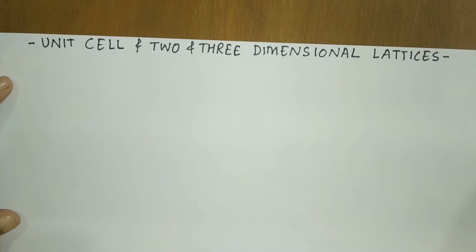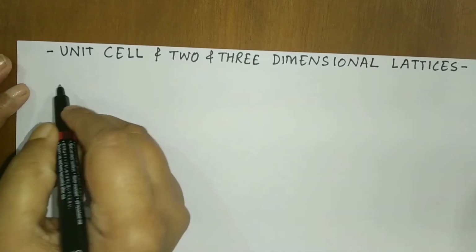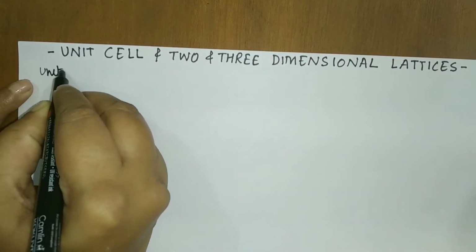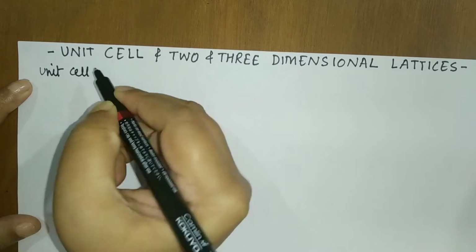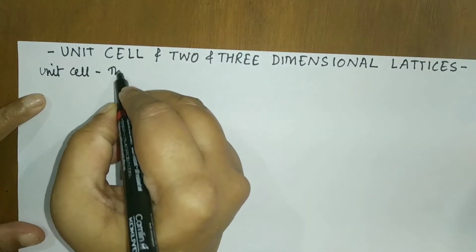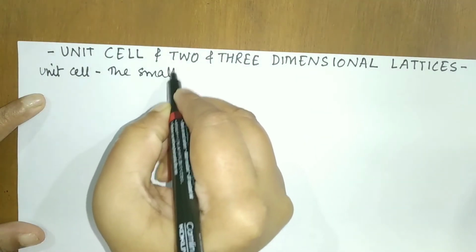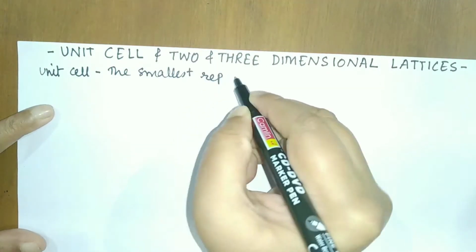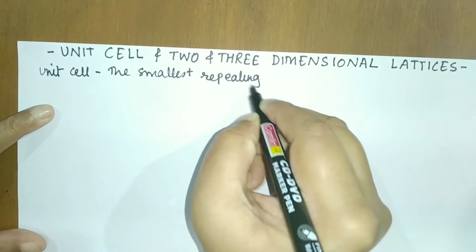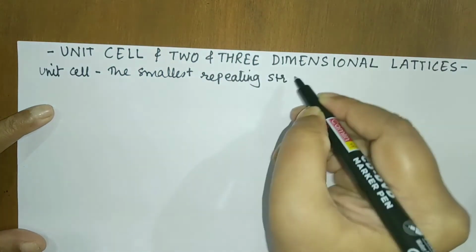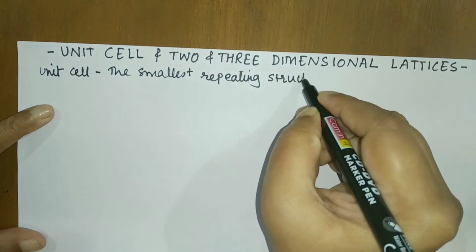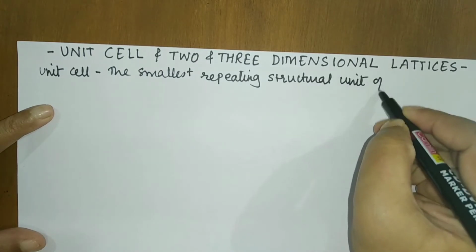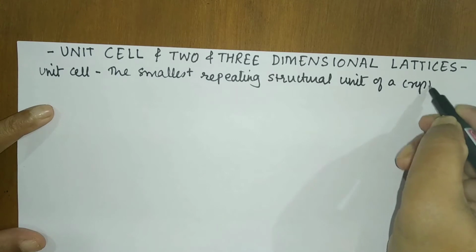So let us first see what is a unit cell. So let us see the definition of unit cell. Unit cell is the smallest repeating structural unit of a crystalline solid.